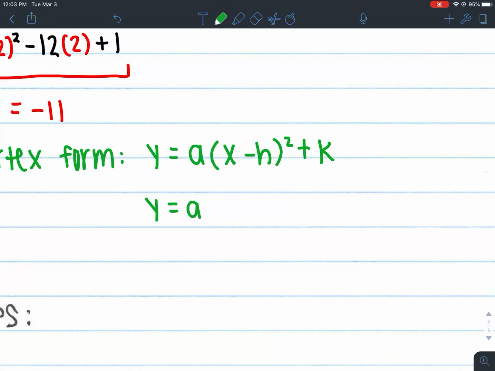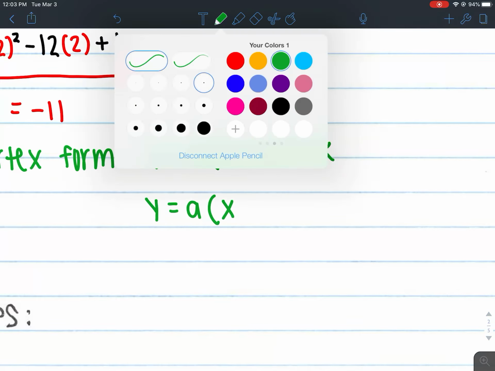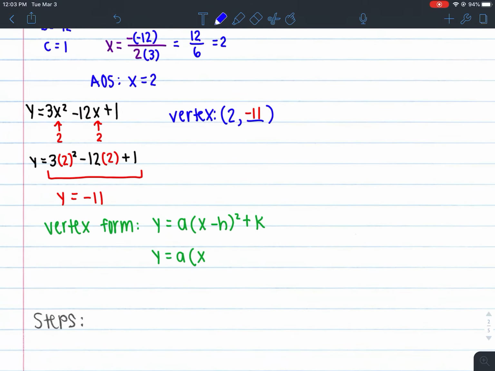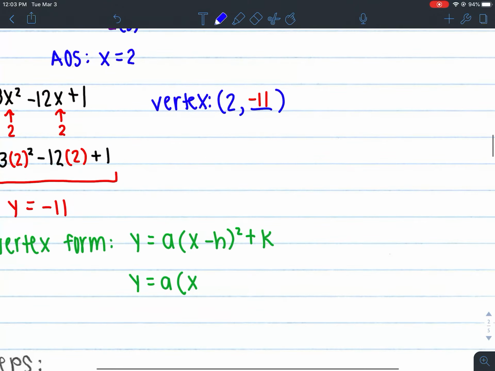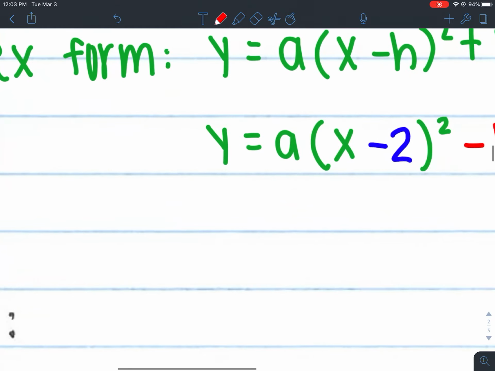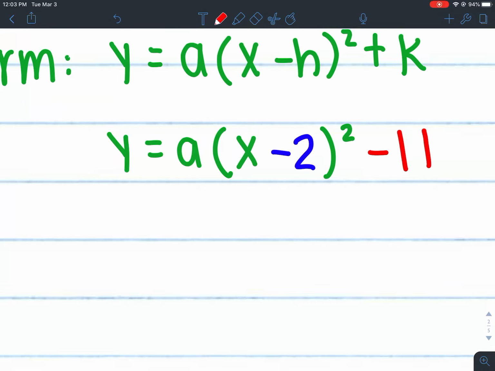So when I'm writing this equation, I'm not plugging anything in for x or y. So I have y equals a, parentheses, x, right? I'm not plugging in anything for x and anything for y. But do I know my h now? Remember, my h is part of my vertex. My h is going to be negative 2. It's positive 2 here, but when I plug it in, it's going to be negative 2. Squared plus k. Well, what is my k? It's negative 11. Now, is this vertex form? Close, right? What letter are we missing?